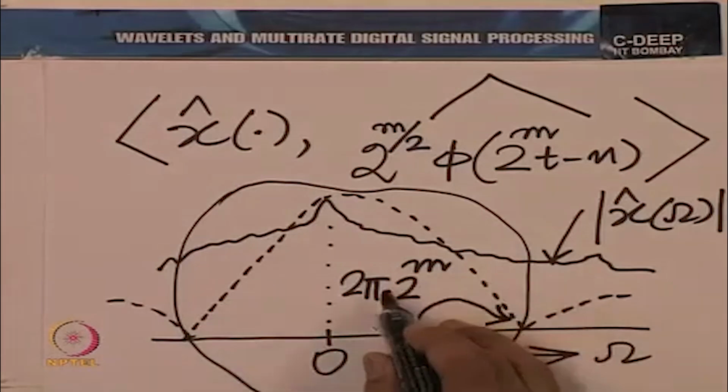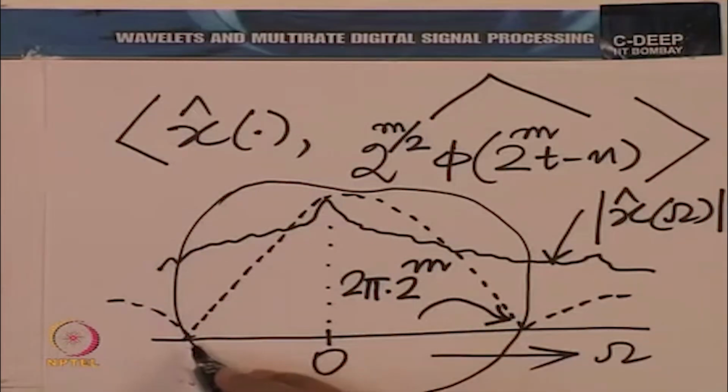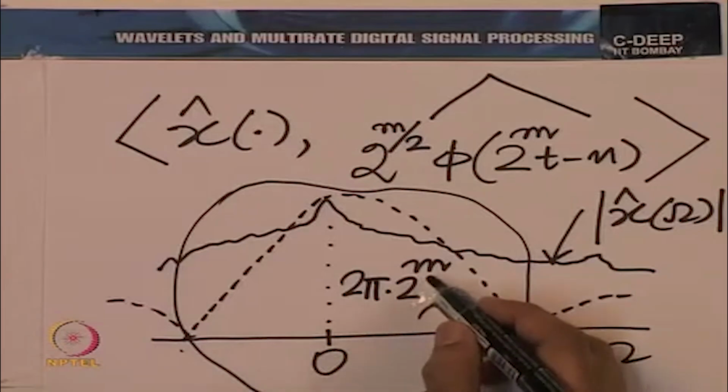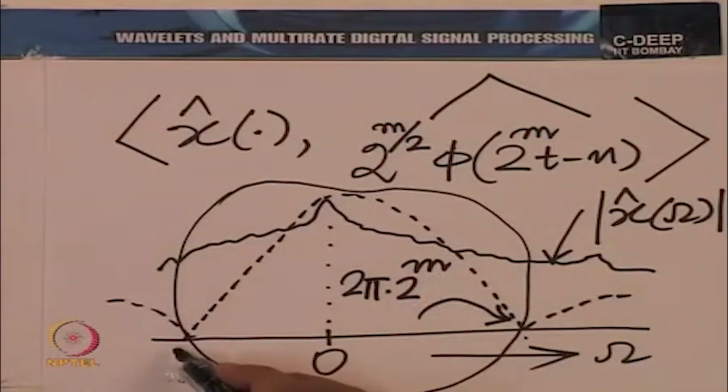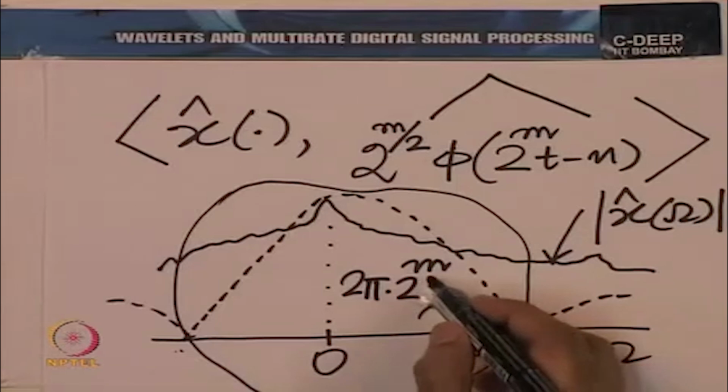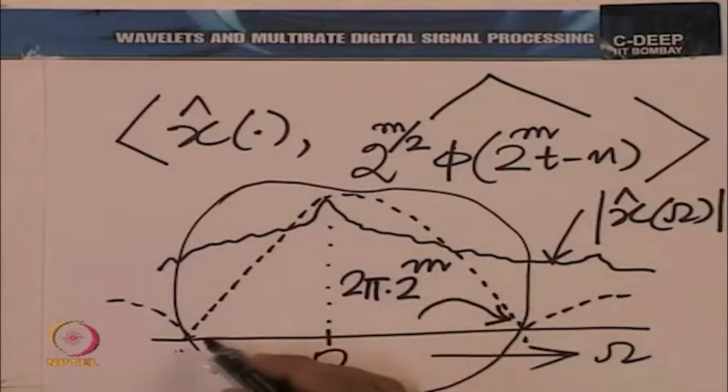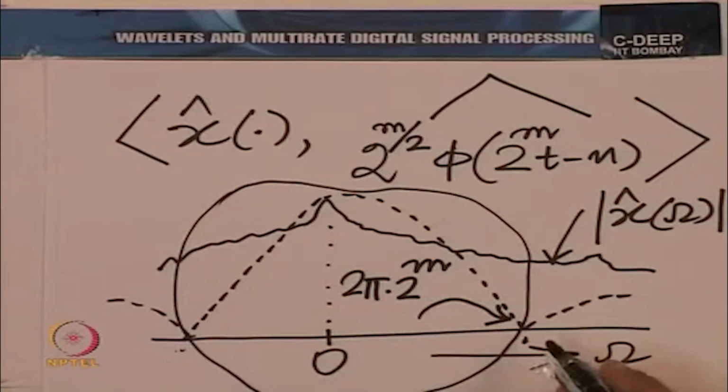So, for m equal to 0, we are essentially emphasizing a region of the frequency axis, broadly speaking, between minus 2 pi and plus 2 pi. When we take m equal to 1, we are emphasizing a region between minus 4 pi and plus 4 pi. When we take m equal to minus 1, we are emphasizing a region between minus pi and plus pi, and so on and so forth ad infinitum.